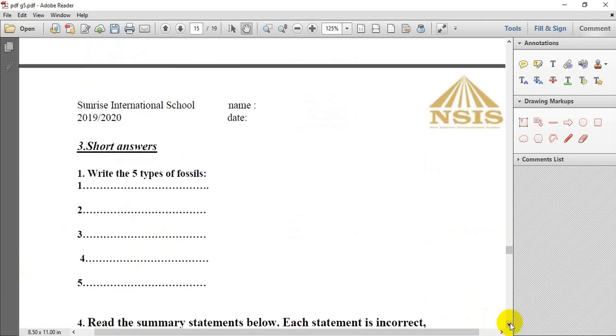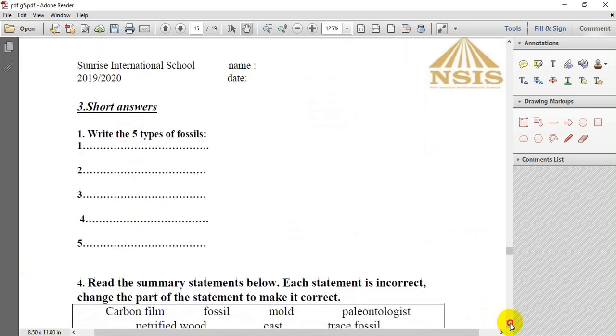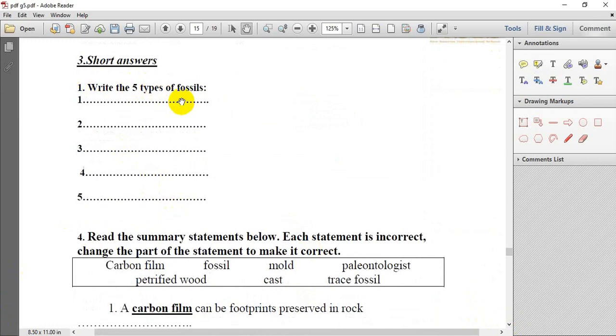Question 3, short answers. In this question we have to write the 5 types of fossils. How many types of fossils do we have? We have 5 types of fossils. Let's write them down here. Number 1, amber fossil, and the amber fossil, as we said, keeps the whole animal. Number 2, trace fossil, and as we mentioned before, it's anything left from the animal like bones, teeth, footprints, all of them.